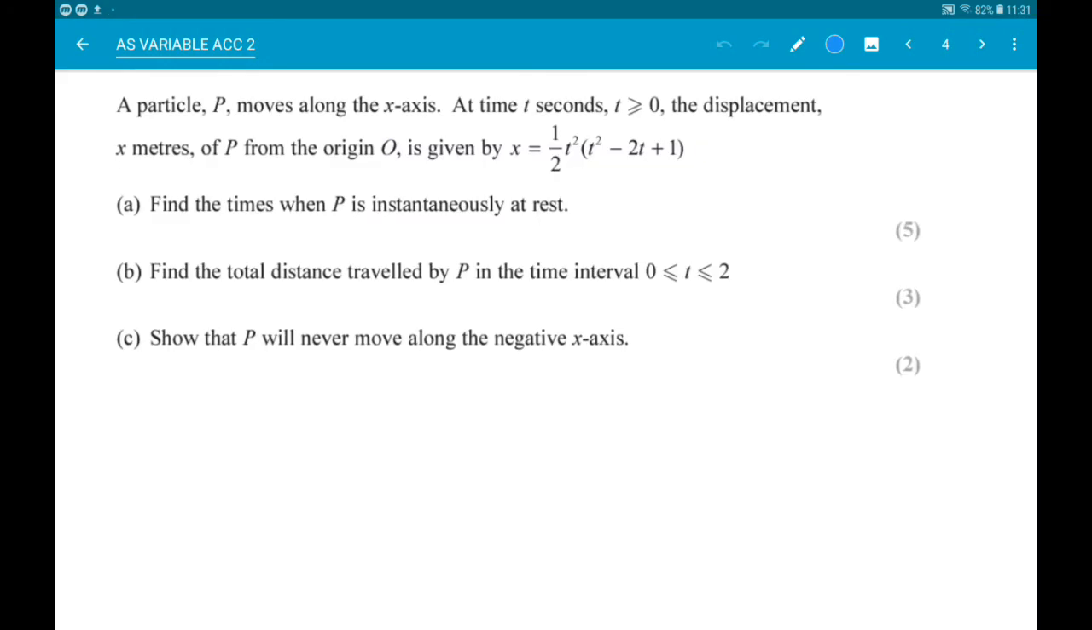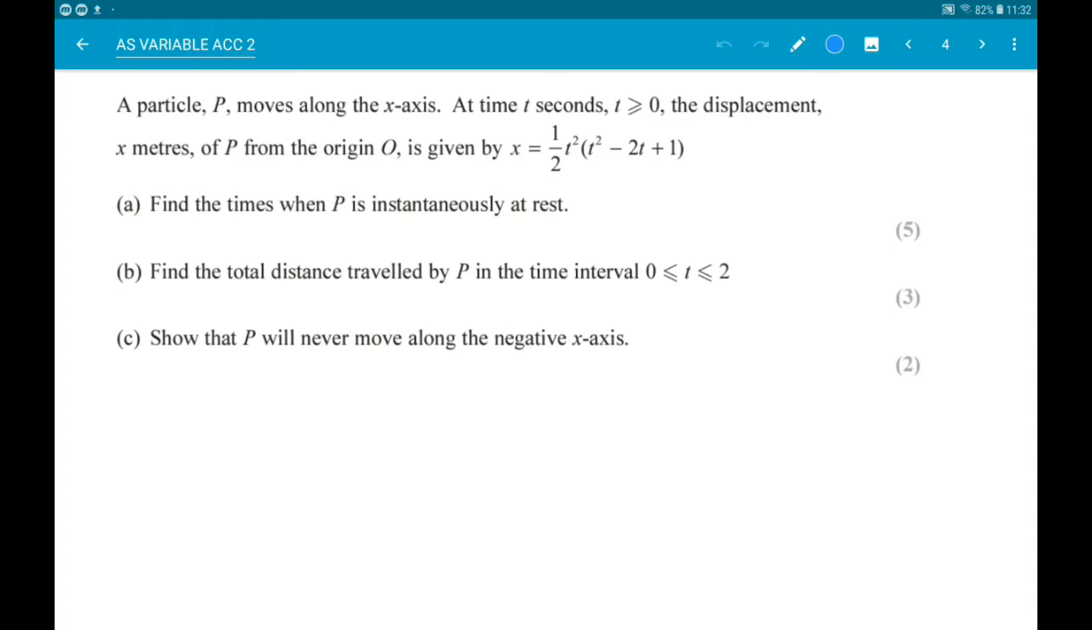Okay then, first up, a particle P is moving along the x-axis at time t seconds, where t is greater than or equal to 0. The displacement x meters of P from the origin O is given by x equals 1/2 t squared times (t squared minus 2t add 1). Part A. Find the times when P is instantaneously at rest.